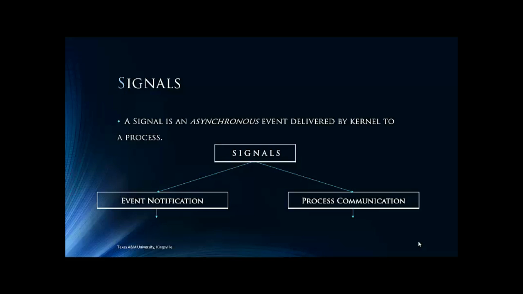The signals which are used for event notification are called general purpose signals or standard signals, whereas the signals used for process communication are called real-time signals. Both the signals used for notification and the signals used for process communication consist of 31 different types of signals. So let's see what those signals are.